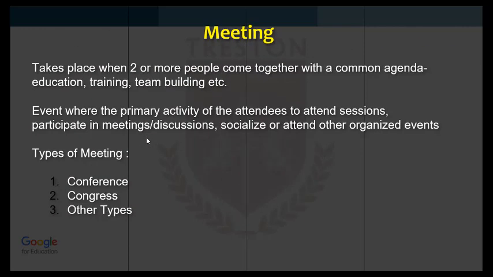Now, what is a meeting? A meeting, as you can see in this slide, takes place when two or more people come together with a common agenda, either for the purpose of education, training, team building, or with similar aims. So what are the types of meetings? There are conferences, congress, and other types.